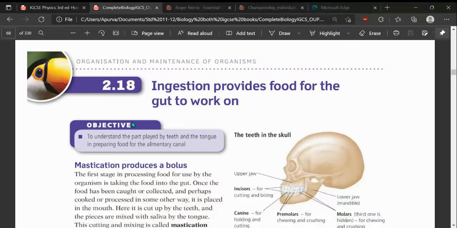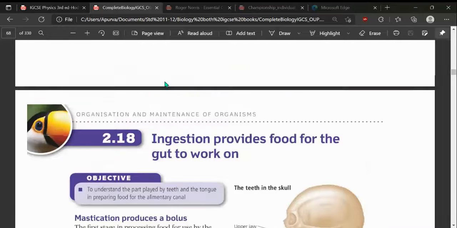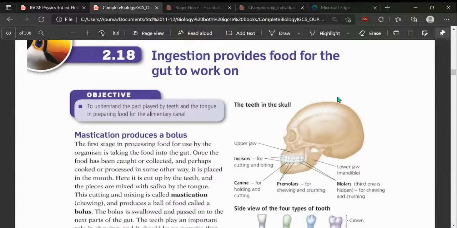Everybody, my name is Apurva, and today I am going to be showing you chapter 2.18 in the biology IGCSE book. I think it's from Cambridge, not sure.